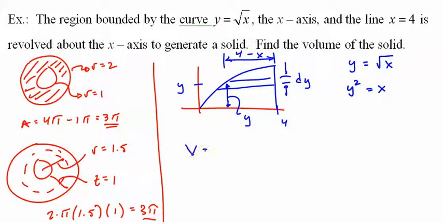Volume equals integral from 0 to 4 on the x-axis. And all the dy's and dx's feel flipped to me. 2 times pi, because we're doing that thing, times the radius, y, times the thickness, dy, but we'll do that later, times the height, 4 minus y squared, dy.